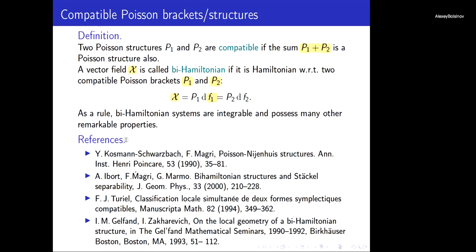Here I give some references because I'm not able to discuss this topic in detail. This is a huge area of research. Many integrable systems are known to be bi-Hamiltonian, and this property is considered as one of the main reasons for integrability. I would estimate hundreds or maybe a thousand papers devoted to this subject in the theory of integrable systems, both finite dimensional and infinite dimensional. Okay, so that's one thing.